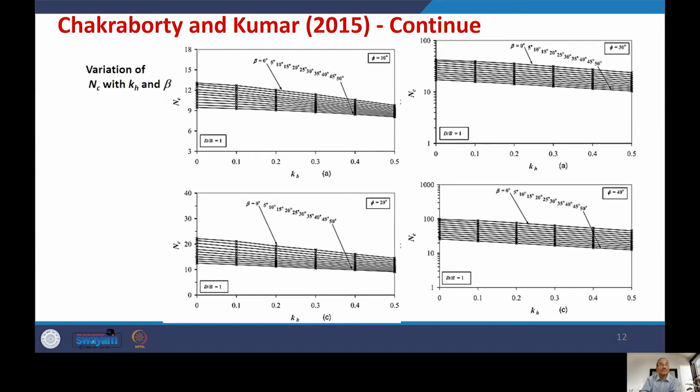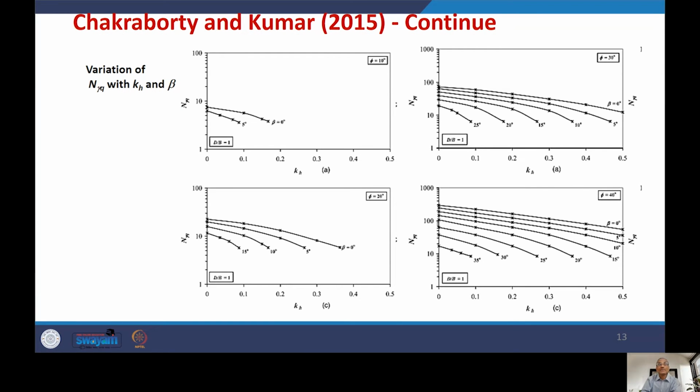Now going to this N gamma Q, which is again, this curve is for 10 degrees, so it is up to 5 degree only, and so on. This is for 10 degree, 20 degree, 30 and 40. So you could see the trend is still the same as observed earlier, and here it is all on the log scale. So N gamma Q values are varying with beta and KH. So when the beta increases, this decreases, as well as with the KH. So this was by Chakraborty.